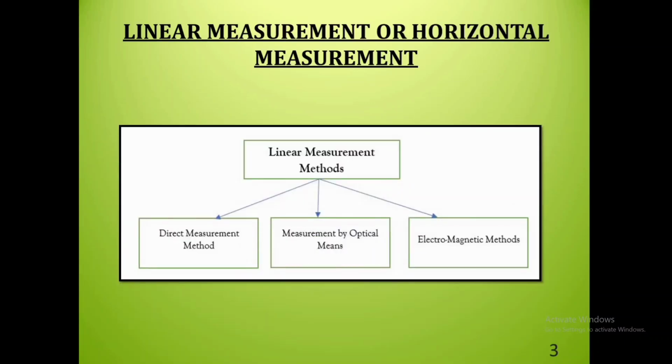Linear measurement or horizontal measurement. So we are familiar with the term linear or horizontal, which is nothing but a straight line. The measurement of straight distances is nothing but linear or horizontal measurement. In linear measurements, we can do it by using three methods. The first one is the direct measurement method. The second one is measurement by optical means, and the third one is electromagnetic methods. Let us see this one by one.